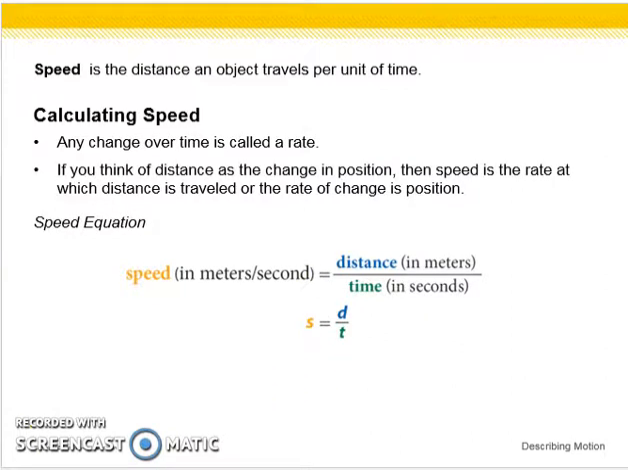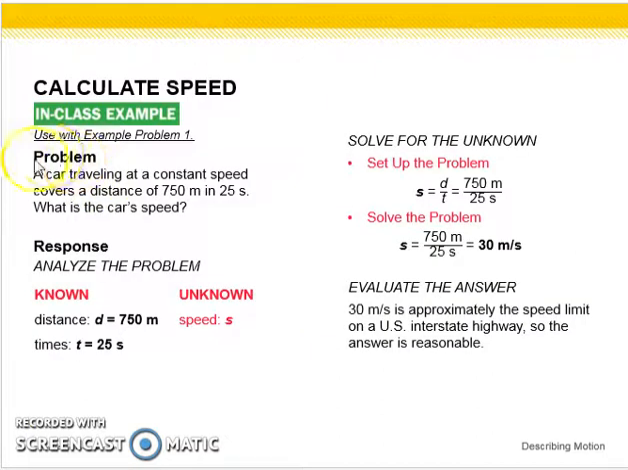And let's do one together now in your notebook. So the problem, write down: a car traveling at a constant speed covers a distance of 750 meters in 25 seconds. What is the car's speed? Well, the first thing I tell everybody: analyze the problem, because you don't know what to do if you don't analyze it. I had a hard time with word problems, and sometimes I still do. But I find if I highlight what I know, then it's easier for me.